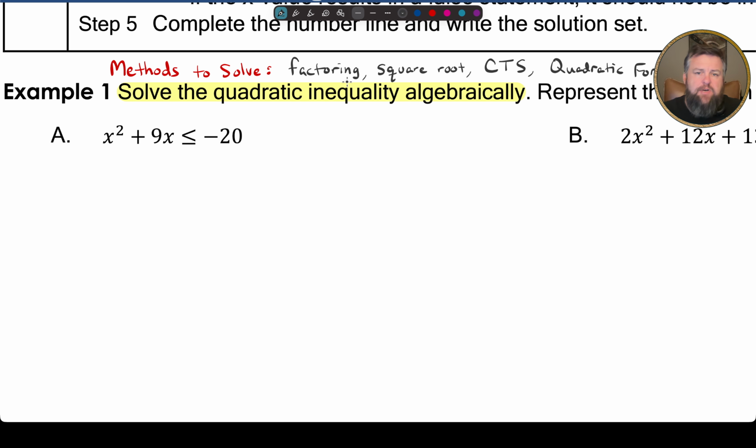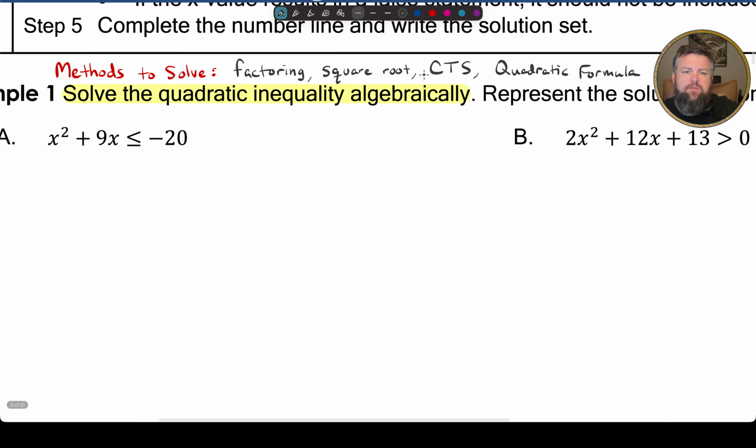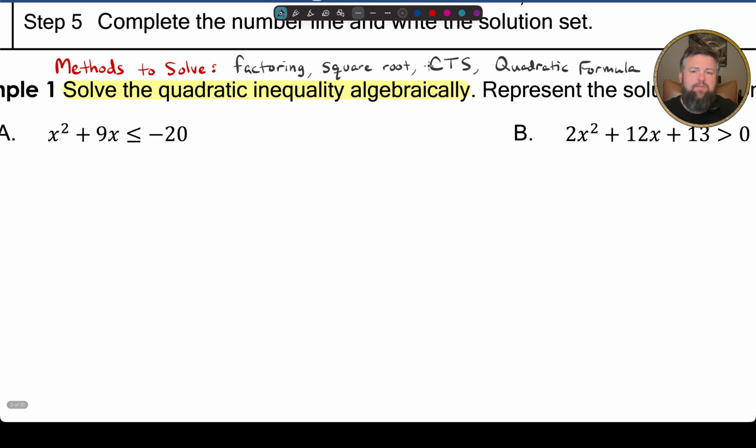We can solve a quadratic by factoring. We can solve it by taking the square root. When we take the square root, that just simply means we do not have a linear term, so it involves basically setting up so we can take the square root of the value. CTS just means complete the square. So we can complete the square, which then evolves into just taking the square root of something. And then, of course, we have the trusty quadratic formula.